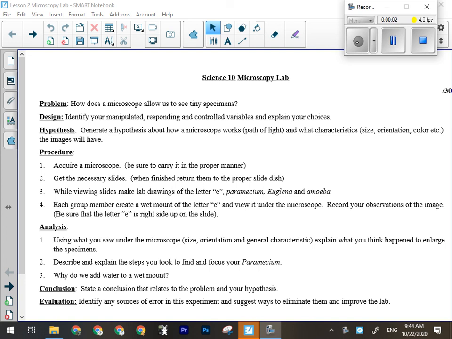Okay, so the due date on the microscopy lab changed to Tuesday. Just make sure you're getting it finished. Now you have your diagram.